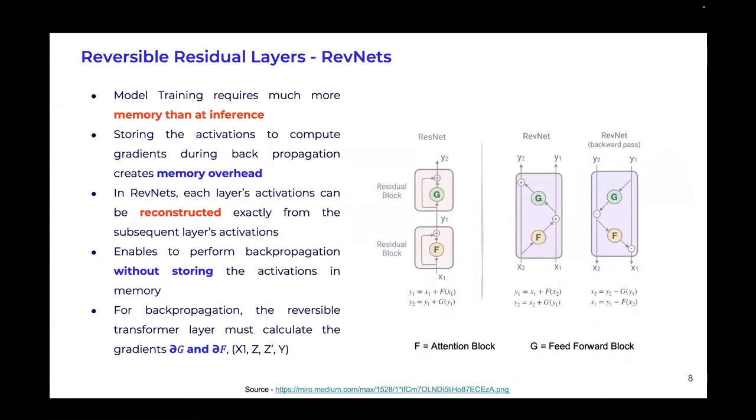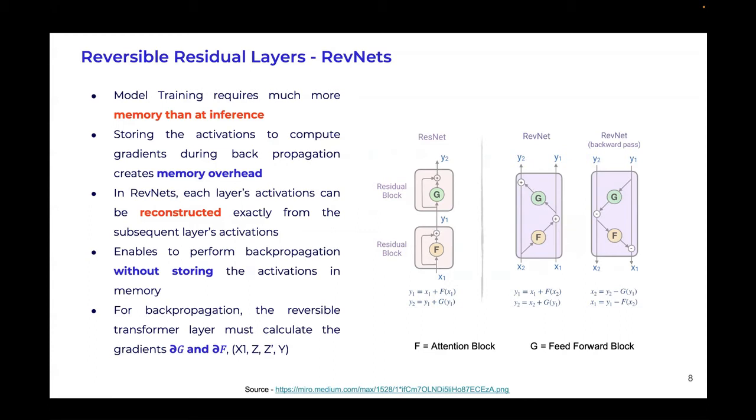Coming to the next one, that is reversible residual layers, that is RevNets. As I talked about the ResNet architecture, which first introduced the residual connections or skip connections. Here you can see the left diagram, which is mimicking the addition and normalization layer that I showed in the transformer architecture. Later on, RevNets were introduced, which are reversible residual layers.